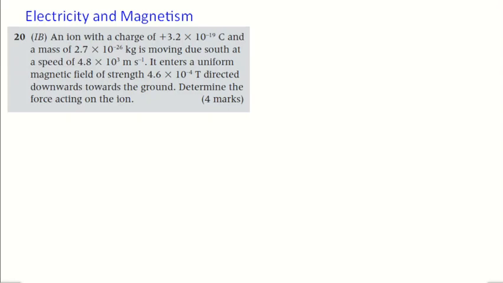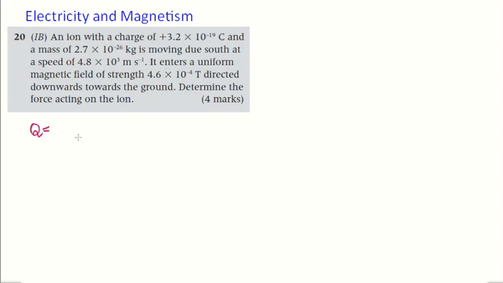Okay, so that's probably the last practice question we're going to do regarding electricity and magnetism, besides obviously the higher level content. So we've got an ion with charge plus 3.2 times 10 to the negative 19 coulombs. So let's start writing things down. Charge, so it's positive.